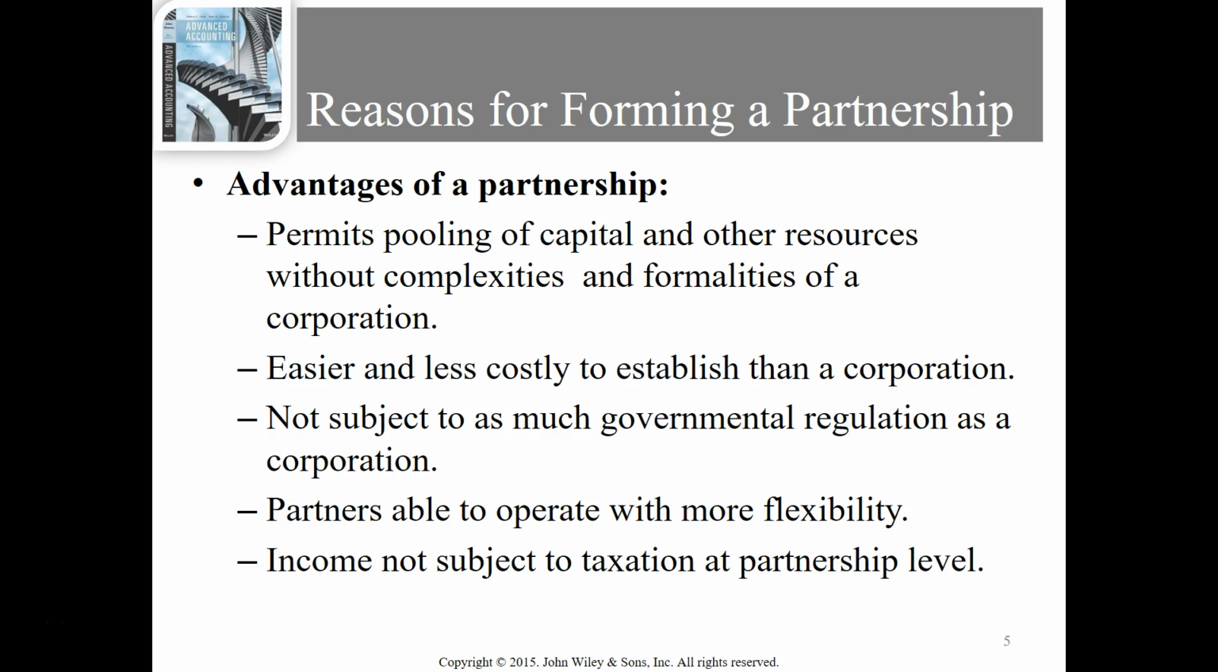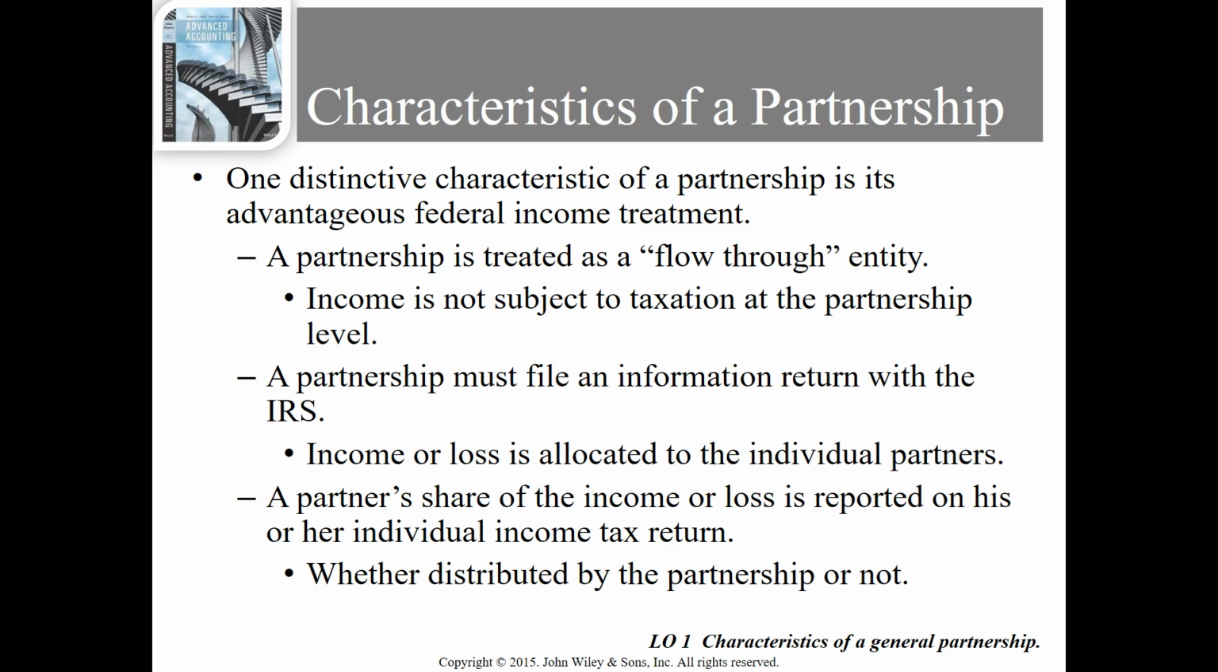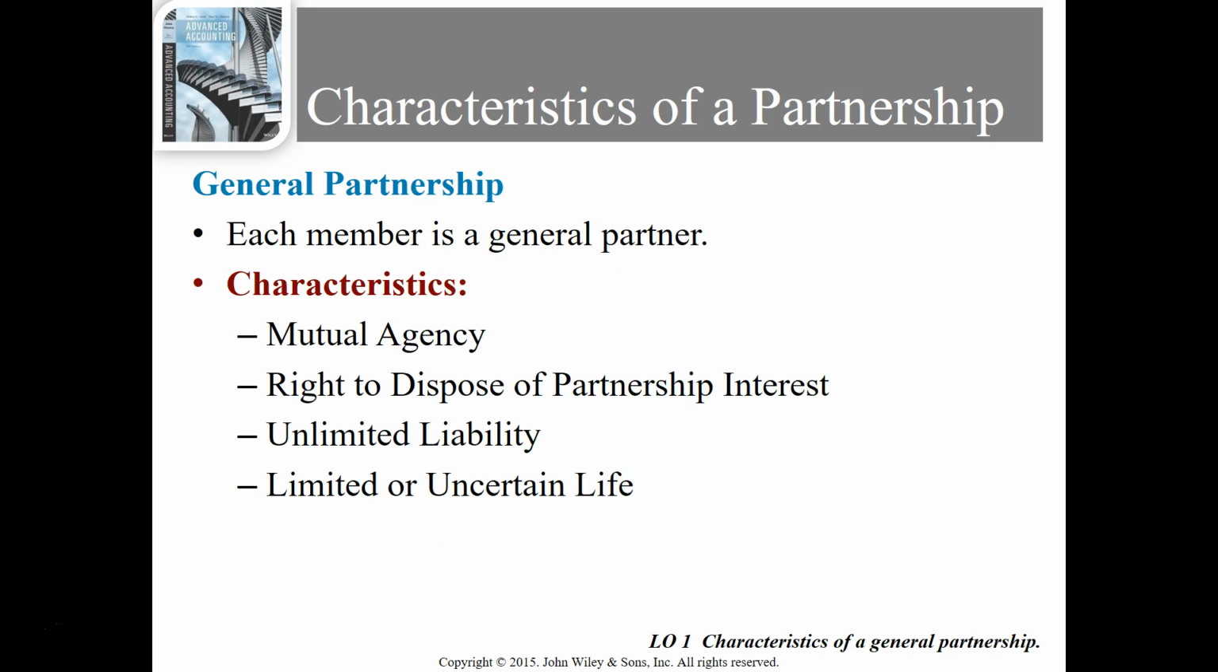Partners are also able to operate with more flexibility. The income, if you're lucky to have income, is not subject to taxation at a partnership level. Instead, it's really being taxed on the individual level. So again, the tax treatment, usually the partnership will file as a 1065, which is an informational return only to the government. The income or loss is then given to the individual partners, what's called a K1.